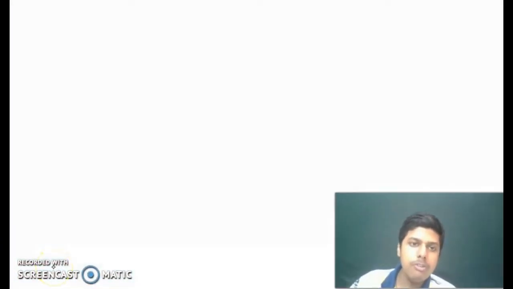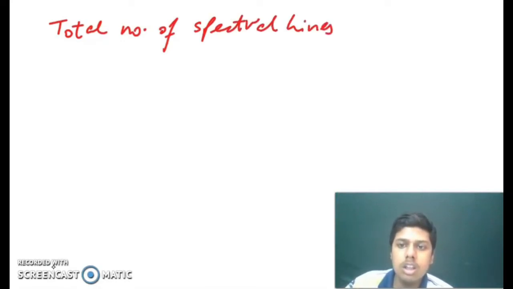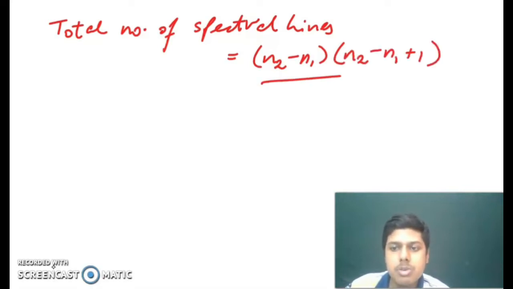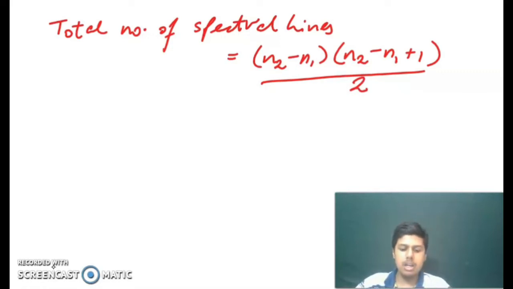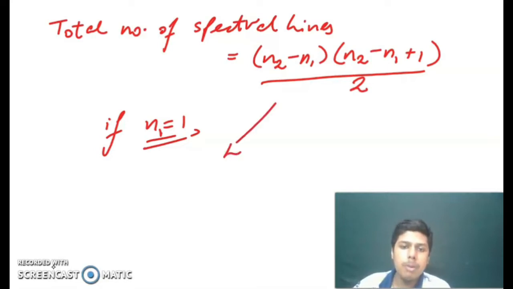First of all, today we have a formula of total number of spectral lines. The formula for total number of spectral lines is (n2 minus n1) into (n2 minus n1 plus 1) whole divided by 2. This is the formula. Now, if the value of n1 becomes equal to 1, then it gets derived from this formula only, that is n into (n minus 1) divided by 2, right?